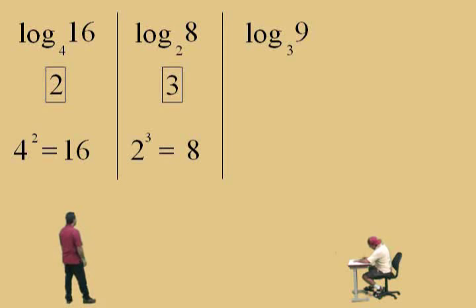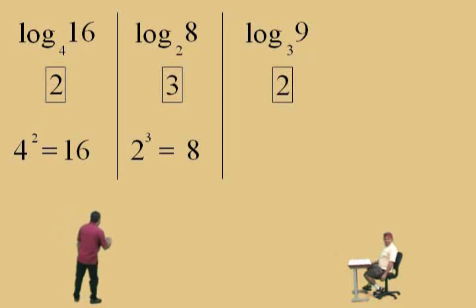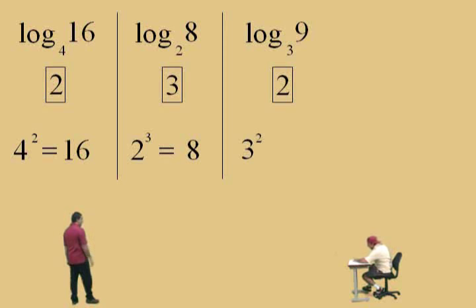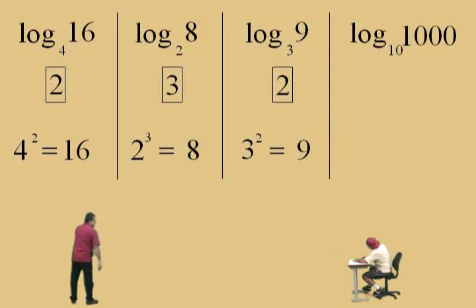Very nice, Charlie. So, let's do another one. Log base 3 of 9. Now, Charlie, what is this asking you? 3 to what power is 9? That's right. What do you raise 3 to the power of to get 9? And what is it, Charlie? 2. Very nice, Charlie. It is 2. That's because 3 raised to the second power is equal to 9.